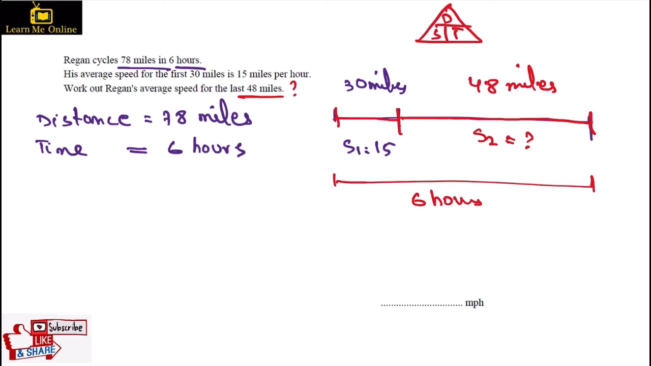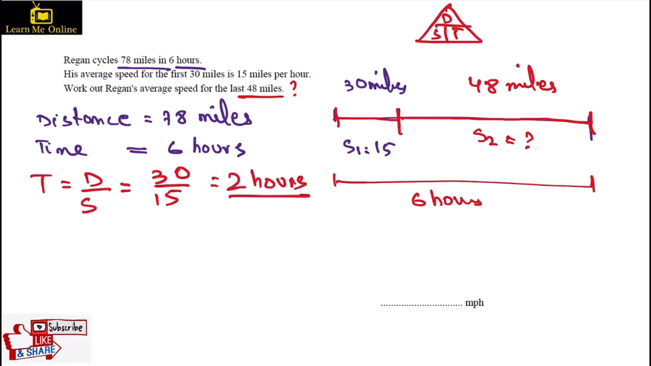So the formula to find out the time, for the first part, is time equals distance over speed. Because the distance is 30 miles and the speed is 15, that would be 2, so it means that 2 hours is the time duration. So if the first part has a duration of 2 hours, then the remaining part would have a duration of 4 hours. So this has a duration of 4 hours.